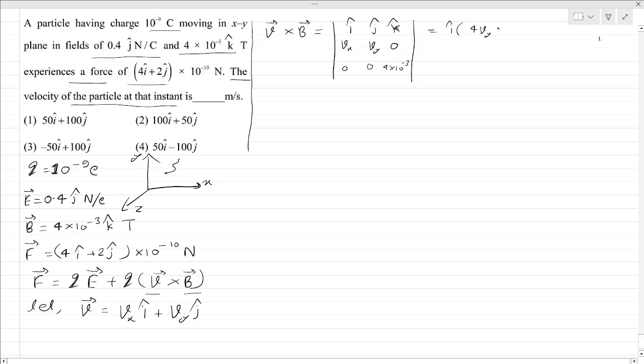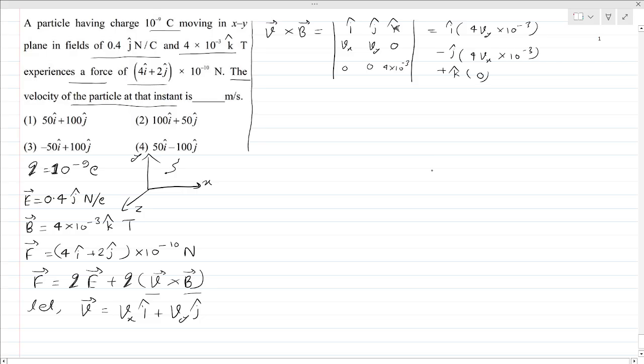into Vy into 10 to the power minus 3. Next minus j cap into 4 Vx into 10 to the power minus 3, and for k cap, as we can see, it will be 0 because 0 is given for the I cap and j cap of the direction of the magnetic field. We can write plus k cap into 0.